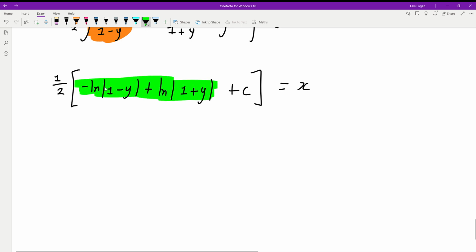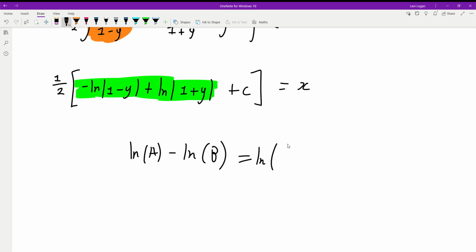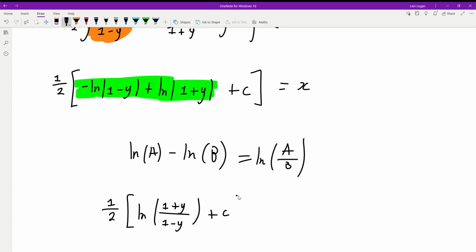using log laws. So if you have natural log of something, it doesn't have to be natural log, it just has to be any base and they have to be the same. If you have an expression like this, where you have log base same as this, minus log base of this, it can be rewritten as a single log where the inner bits are dividing by each other. So natural log of a minus natural log of b is the same as natural log of a divided by b. So in this expression here, we can have a half, square brackets, natural log of 1 plus y divided by 1 minus y, brackets, plus c equals x.